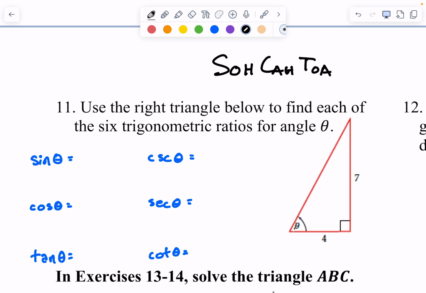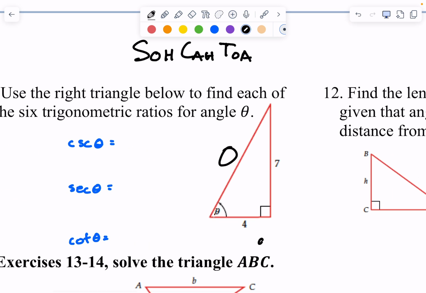Before you ask that question, I'll tell you what it is. For this hypotenuse, a squared plus b squared equals c squared. So 4 squared plus 7 squared equals c squared, so 16 plus 49, which is the square root of, it's not a nice number. It's 8.06. We want the square root of 65?